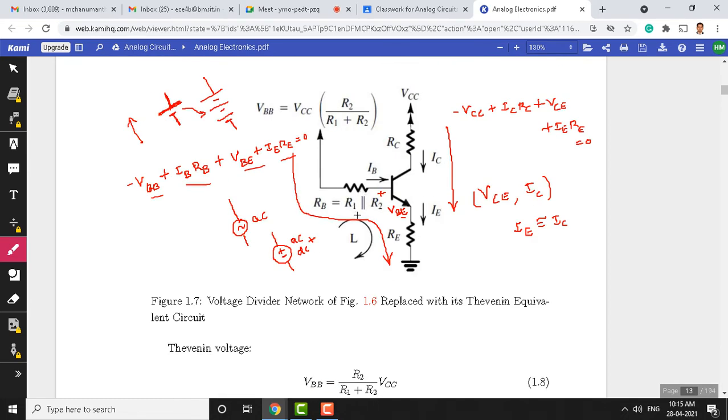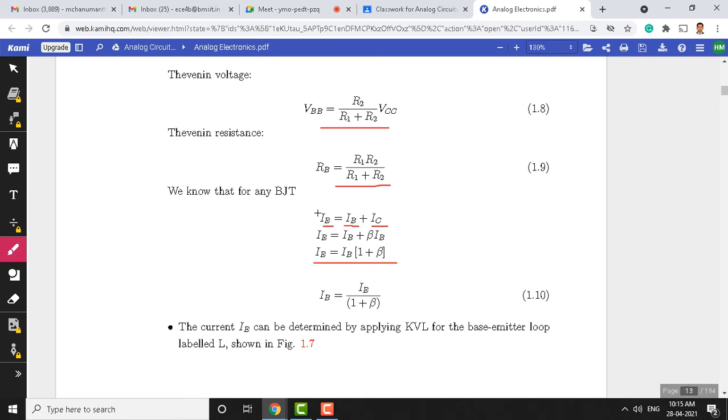We know that for any transistor, there are two types of BJT. What are those two types of BJT? One is NPN, the other one is PNP. Which one is quite popular? Can anybody tell me among these two? NPN. What may be the reason?